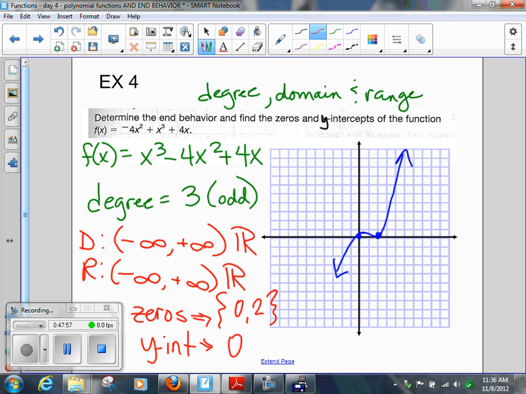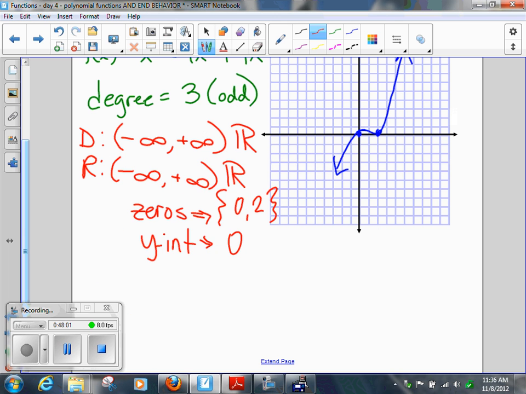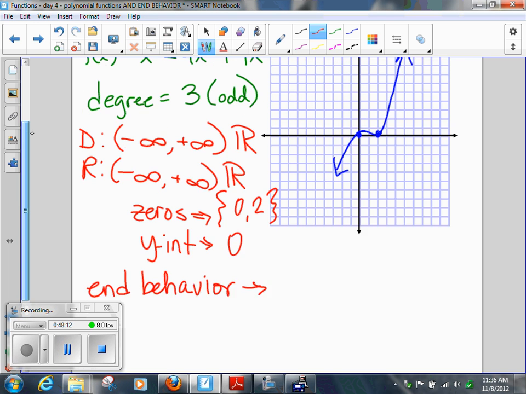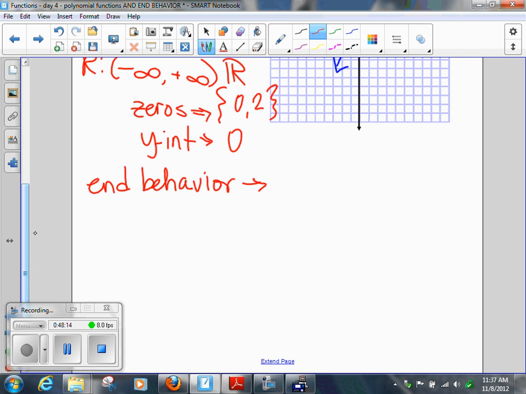Let's see. We talked degree. We got to find end behavior, right? End behavior. Here we go. All right, look at it from left to right. One arm down, one arm up. Do you guys agree with that? Okay. One arm down, one arm up.